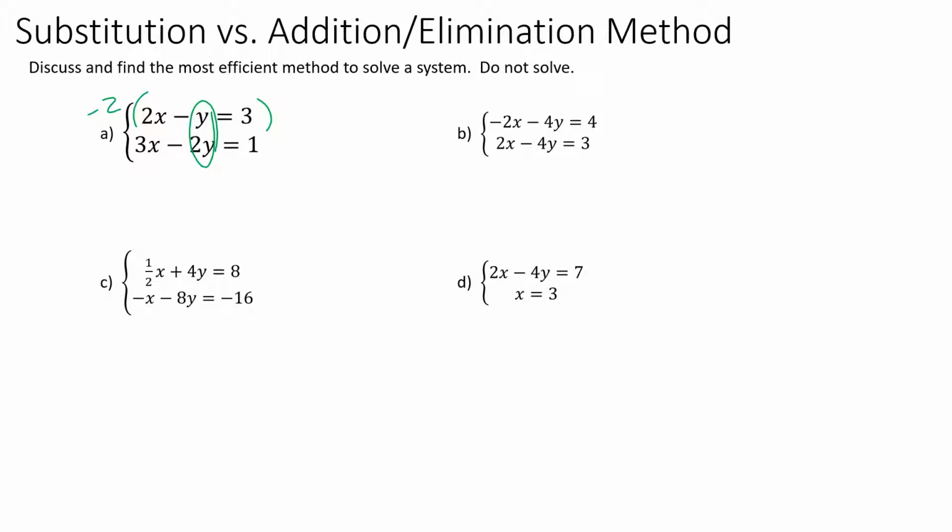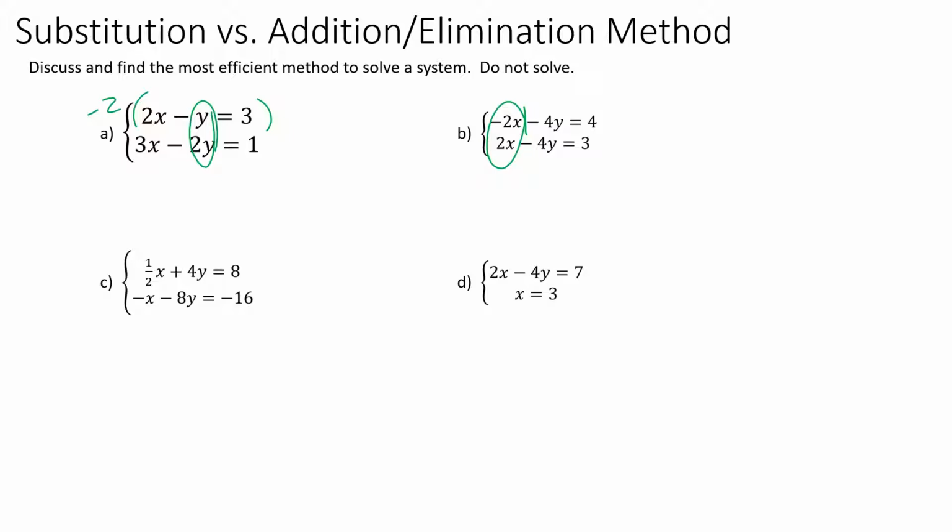All right, for part B, you really should be using the addition or elimination method here. You really should not choose a variable and solve for it using the substitution method, especially because we notice that if you add down, the x's will eliminate anyway. So you should use the addition and elimination method there.